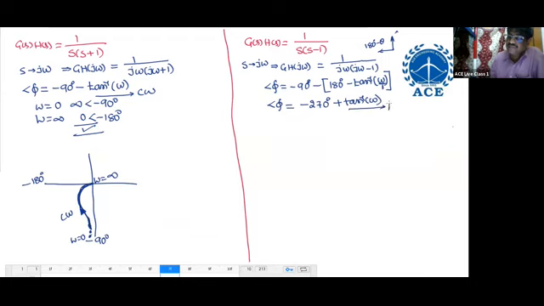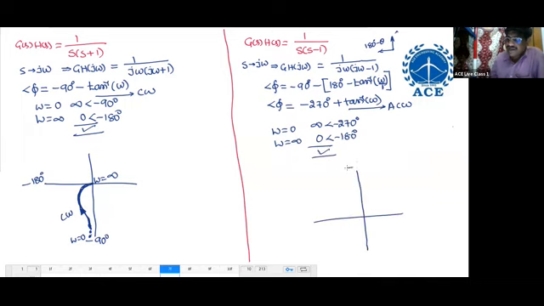What is the direction? Anti-clockwise. Omega 0 to infinity, angle minus 270. Omega infinity to 0, angle minus 180. So satisfied our condition. Draw the plot. Where does it start? Minus 270. Where does it end? Minus 180. What is the direction? Anti-clockwise. Draw the anti-clockwise plot.